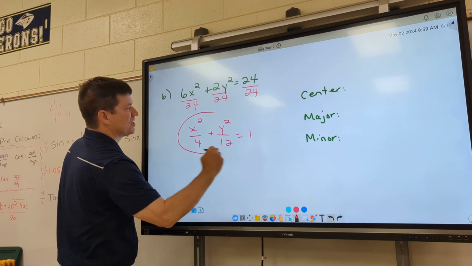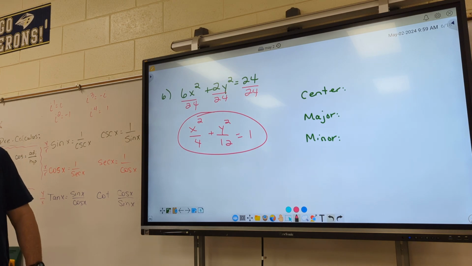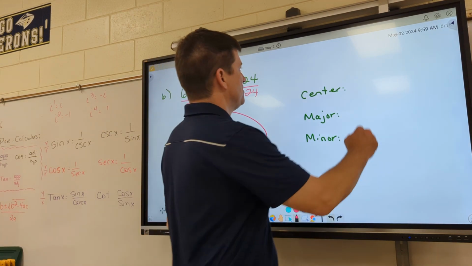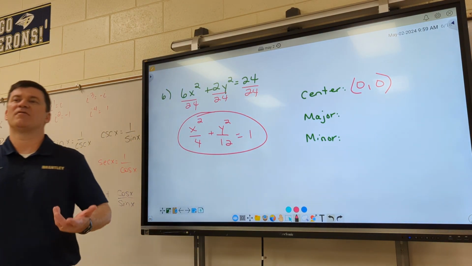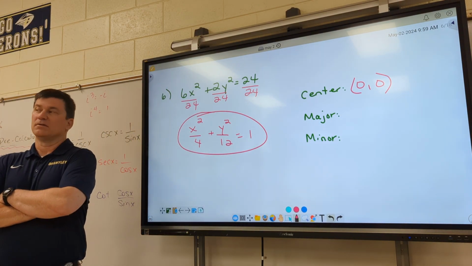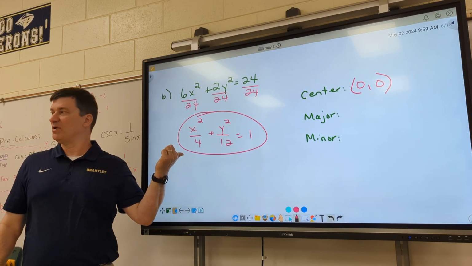All right, this is our standard form for the ellipse. From here, Ethan, what's my center? 0, 0, because I don't have any numbers with x or y. How do I find the major if I don't have a graph? The bigger number on the bottom is going to be your major. The smaller number is going to be your minor.